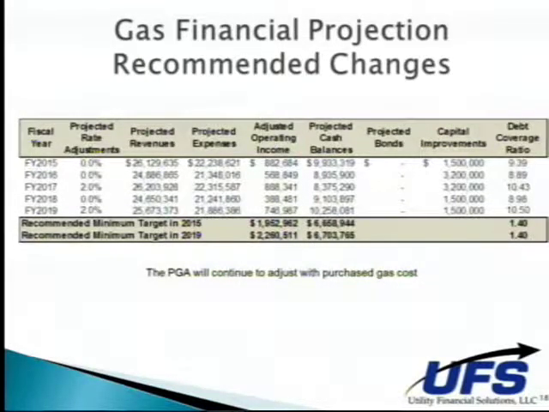That's not fixed. Okay, this is just a projection that we need to do to our base rates, and your PGA will work as it always has. Okay, are there any questions in that area?